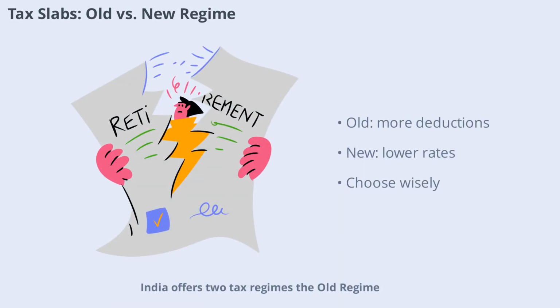India offers two tax regimes: the old regime, which allows major deductions and exemptions, and the new regime, which offers lower rates but fewer deductions. Choosing the right regime depends on your income structure and eligible deductions. Understanding both helps you optimize your tax liability.